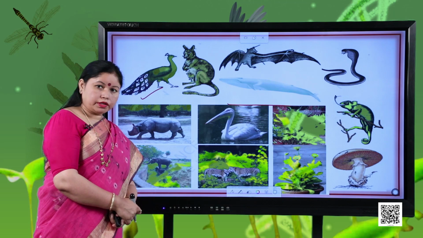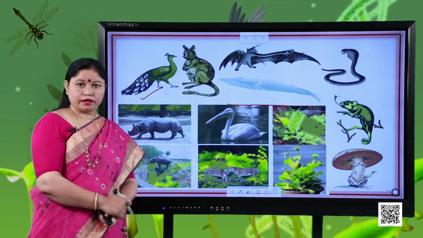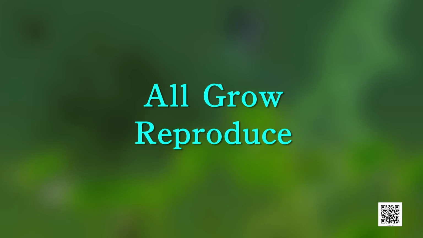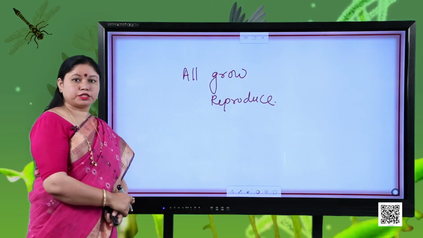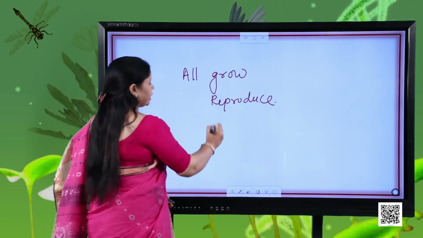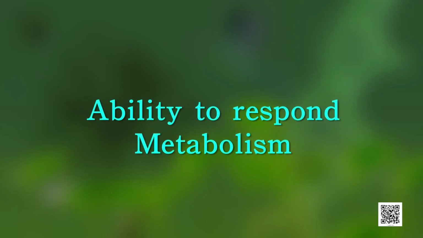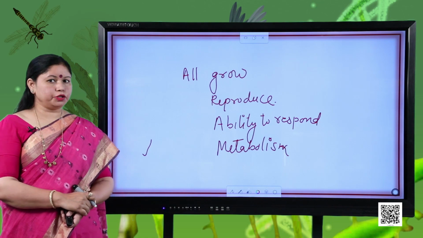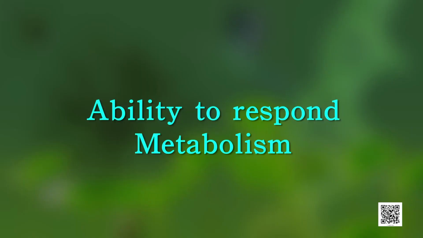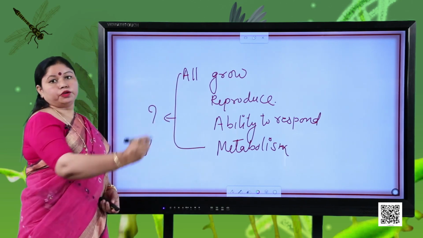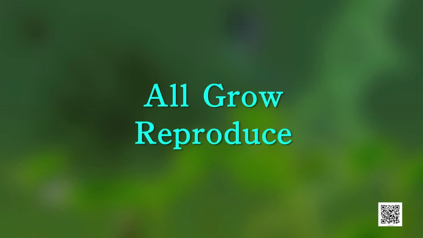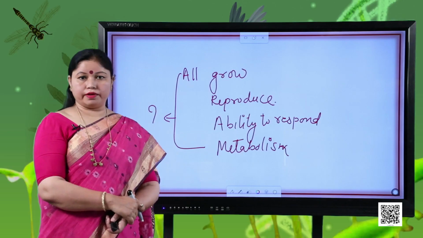But have you ever thought why we keep them in living? Yes, you are thinking correctly, because they all grow, they reproduce, all of them can sense their environment and can respond to their environment. They have the ability to respond and they show metabolism. But are you sure that these are unique characteristics of living organisms? Let us explore all these characteristics one by one, whether they are unique characteristics or some of them may be shown by non-living things.